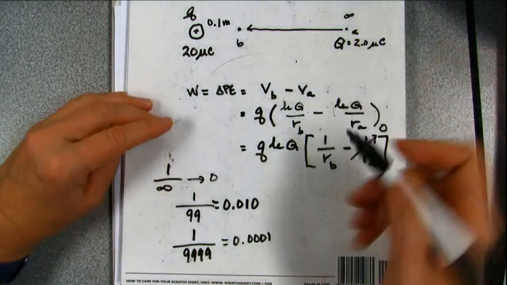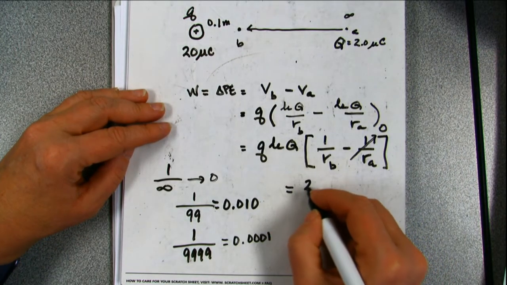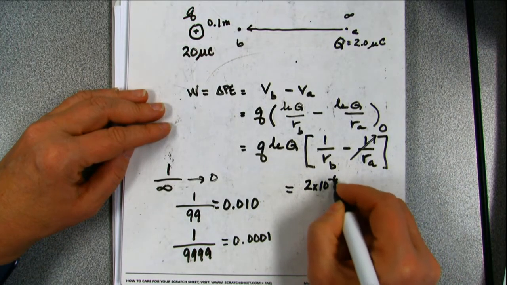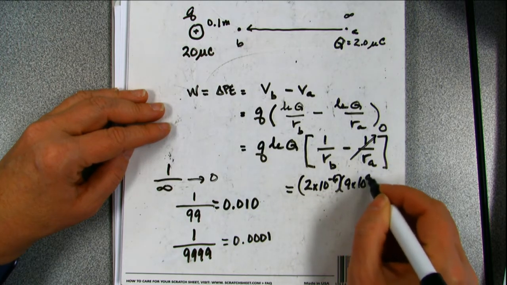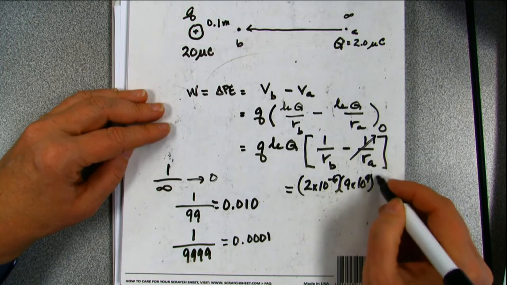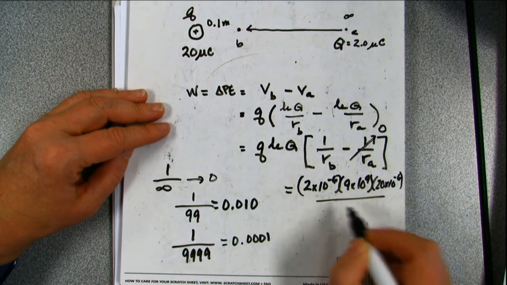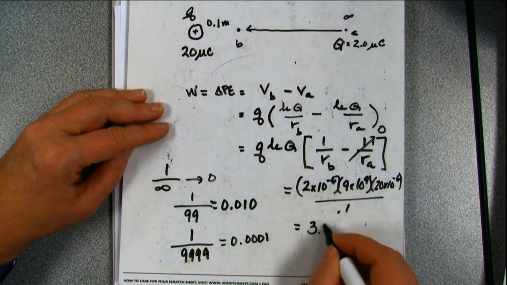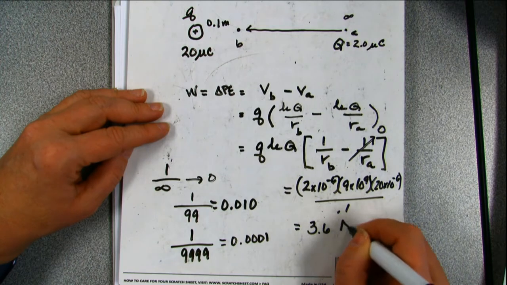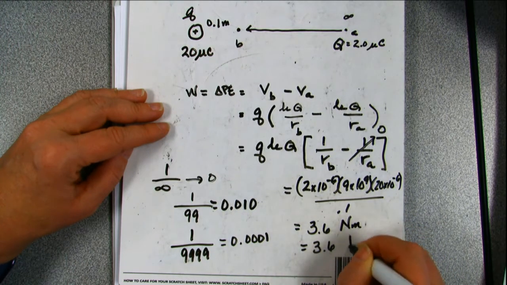So if I'm coming in from infinity, this just becomes 2 times 10 to the minus 6, times 9 times 10 to the 9th, times 20 times 10 to the minus 6, divided by 0.1, and that equals 3.6. If you do the unit analysis, you get newton meters, and so it's 3.6 joules.